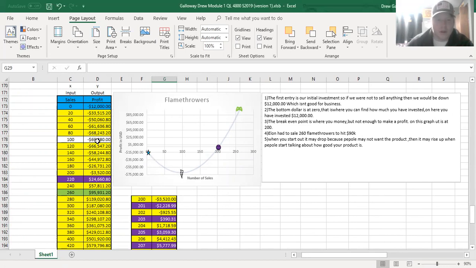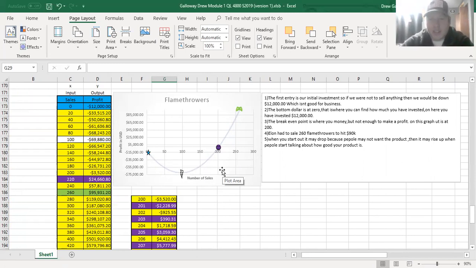We can look on our graph. When we start getting closer to 200, and 200 will be our break-even point, which is right here. That's when we'll start actually making money, because that's when we have made enough to get back that 12,000. And now, from once we make that 12,000, then we can actually build up from that, and that's when we start getting our profits in.